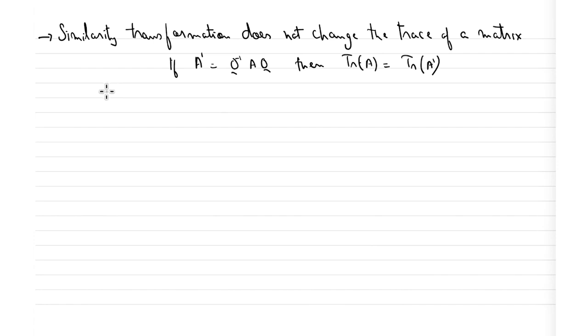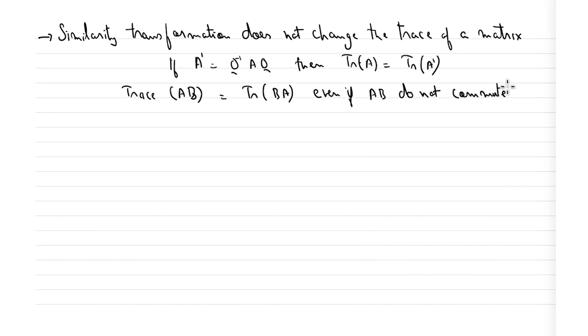Okay. So to prove this, let us start with proving trace of AB is equal to trace of BA. And that is true even if A and B do not commute with each other. See, these are matrices and it is not necessary that the product AB will be equal to product BA. So even if the product is not equal, the trace would still be equal. That's what we are going to prove first to be able to prove the above statement.